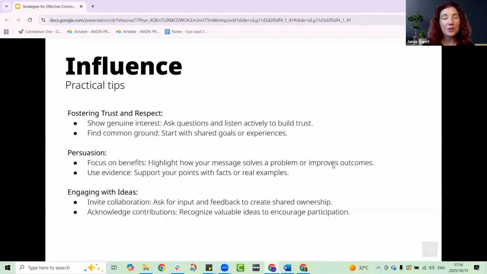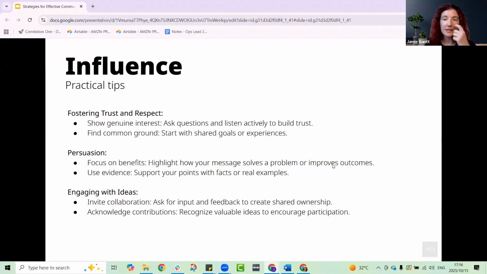And that also helps with the trust factor, because if you show them how this is going to benefit them, it's also showing them that you have their best interest in mind, that you're not just telling them what to do because you're the leader, but you actually care about their experience in the workplace. And so you're going to show them how something benefits them. So you get not just the persuasion, but also that helps with creating that trust and respect.